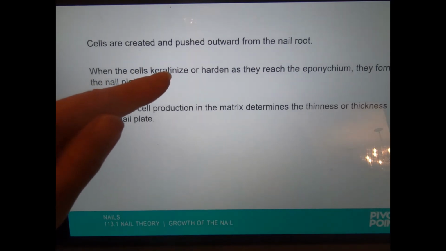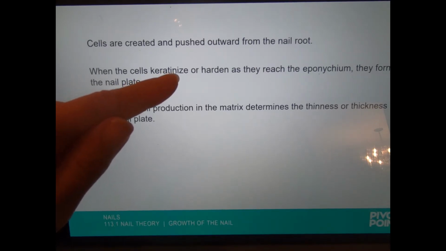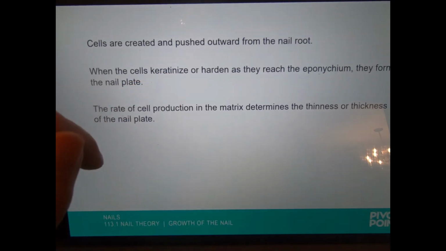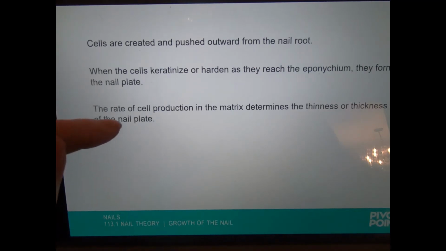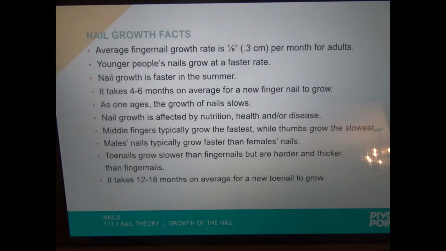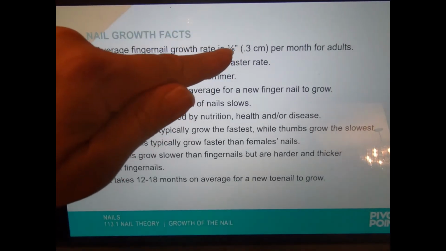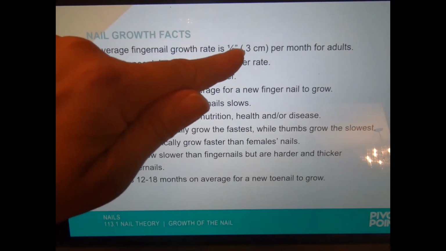So it's just like your hair. Inside of your body, your hair and your nails are both soft, and then they keratinize as they get to the outer portion outside your skin. And again, how fast determines the thinness or thickness of the nail plate. Okay, average fingernail growth rate is 1/8 inch per month for adults. So what that means is if it grew for 4 months, that would be 4/8 or 1/2 of an inch.